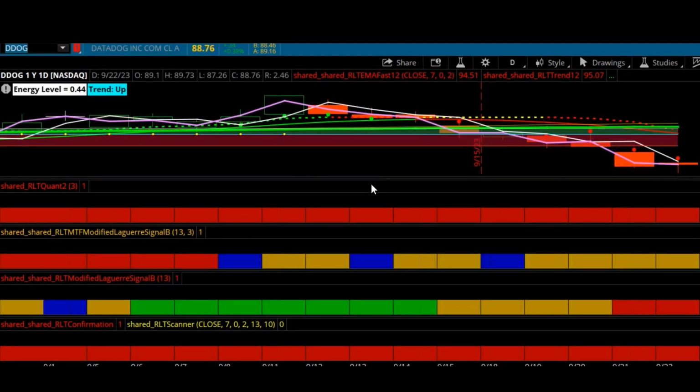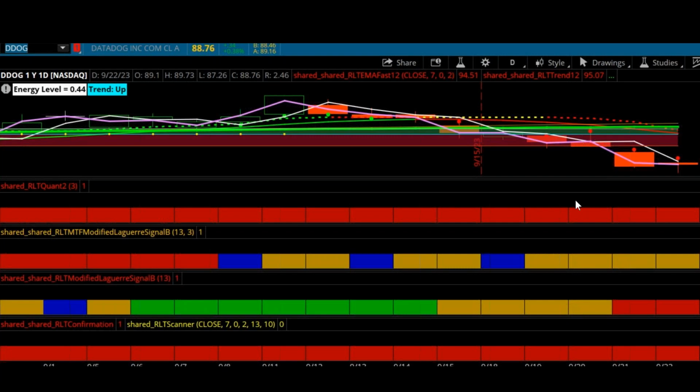Okay, this is Datadog. This is one more. Again, these are daily charts I'm showing you right here. I just kind of want to show you how we could take these overnight. We took Datadog right here, coming out of dynamic compression, and it popped down. We took profits the next day. Everything's red or yellow. The institutions are selling. It's coming out of dynamic compression.